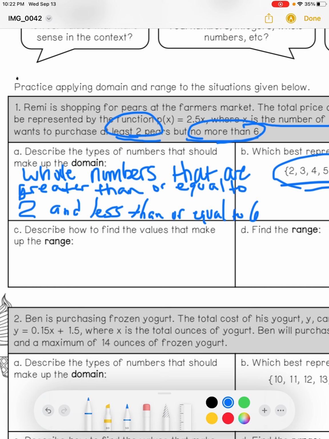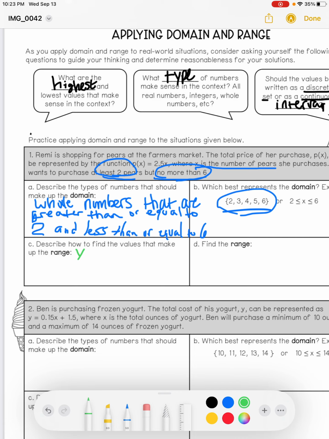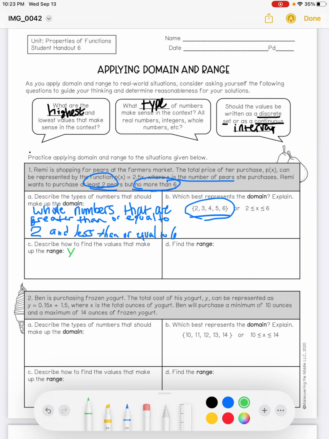Range was what kind of values? Let's just remind ourselves of that. The range is y values. And if you go back to your problem, you might say, well, there's no y. So how does that help me?